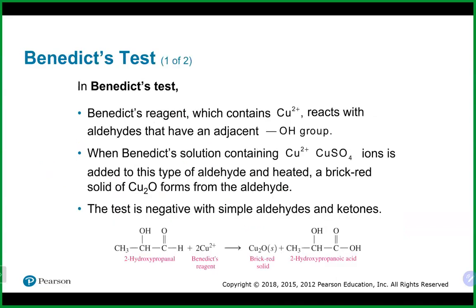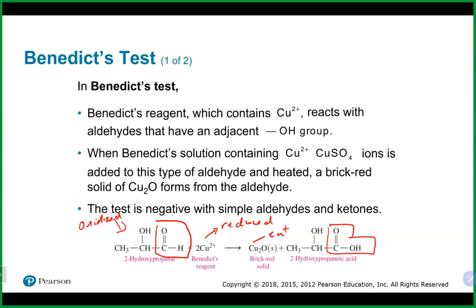Another popular test, which I think is the one you guys do, is the Benedict's test. And the Benedict's test uses copper. And the same thing happens here. Copper +2 gets reduced to copper 1. And this guy gets oxidized. And once again, this is our aldehyde that will make our carboxylic acid, as we were just talking about.